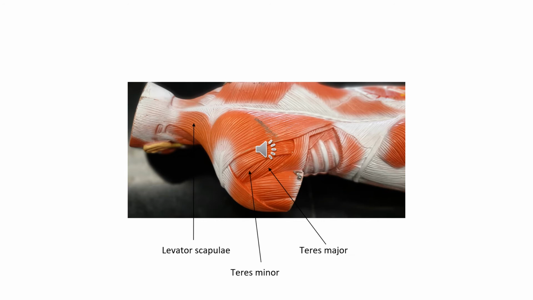This is the teres major. Its main action is to adduct and medially rotate the arm. This is the teres minor. Its main action is to laterally rotate the arm.